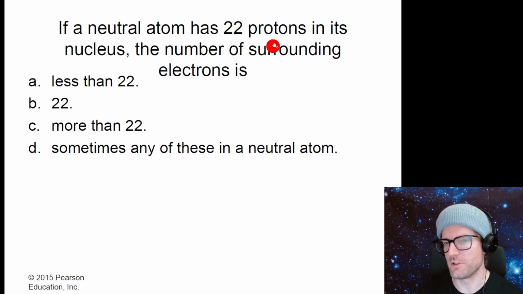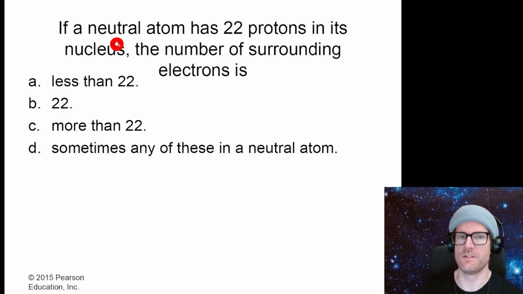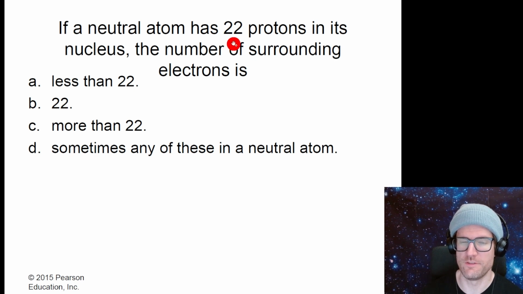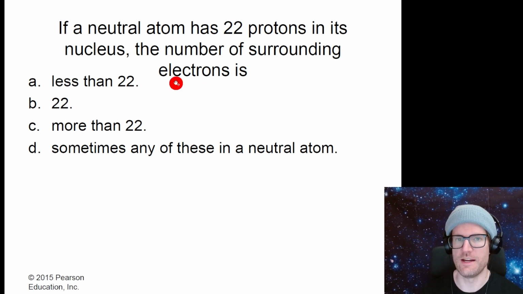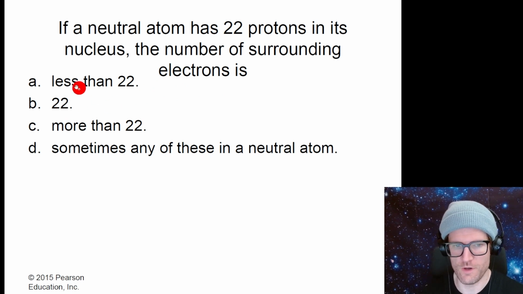If a neutral atom has 22 protons in its nucleus, the number of surrounding electrons is... so it's neutral, so that means net charge is 0. We have 22 protons, which carry a positive charge, and electrons carry the same charge but negative, so we need 22 of them to cancel out the 22 protons. So it's got to be 22 because it's neutral.